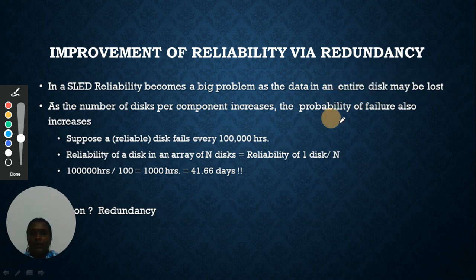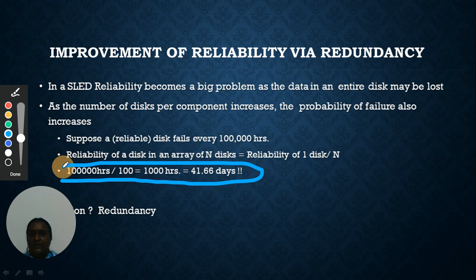In order to avoid this problem, the probability of failure across multiple disk drives gets increased, so the redundancy is directly proportional to the reliability. In that case, if you have 100,000 hours and a certain number n of disks, the probability is going to be 41.66 days. So in this case, how are we going to avoid such a probability of failure? The only solution is redundancy.